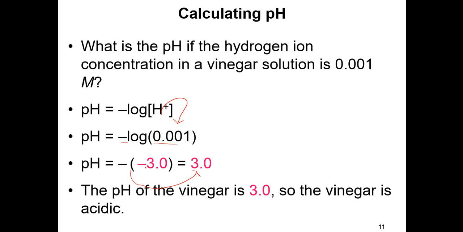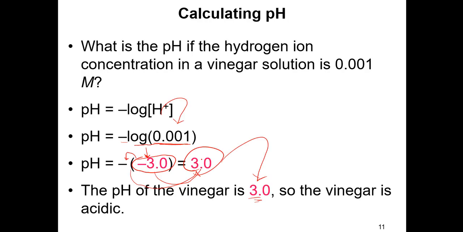I should point out that as soon as you have a log value of 0.001, or 1 times 10 to the negative 3, that you put in there, you will have a negative answer here, a negative 3.0. So you need to multiply it by negative 1, so that you have a positive value, because pH values are always reported as positive values, unless they're super concentrated, but I'm not going to do that to you. So the pH of vinegar is going to be 3.0.